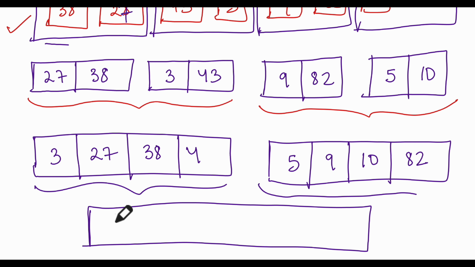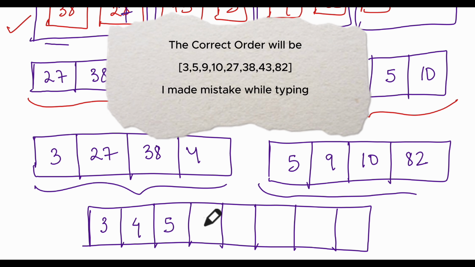So the final list will look like 1, 2, 3, 4, 5, 6, 7 and 8 positions. So when you have to sort them, see, it will become 3, 5, 9, 10, 27, 38, 43 and 82. And this is your final sorted list that you have created.